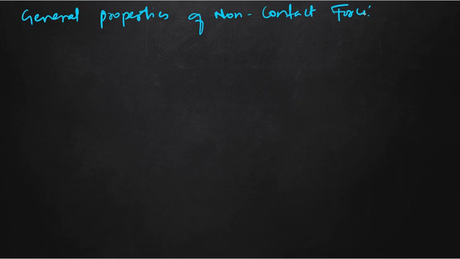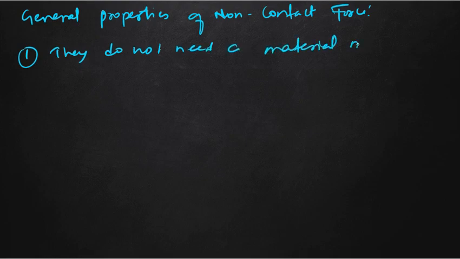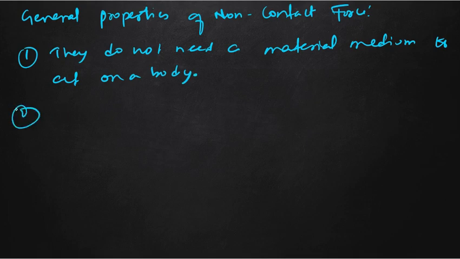So non-contact forces do not need a material medium to act on a body. So space acts as that. And the second one is that they are generally attractive in nature. However, two similar electrical charge bodies or similar poles of magnet repel each other. Mainly they are attractive in nature, but in the case of electric or magnetic force, like charges repel and two like poles also repel. Okay, clear, I think.